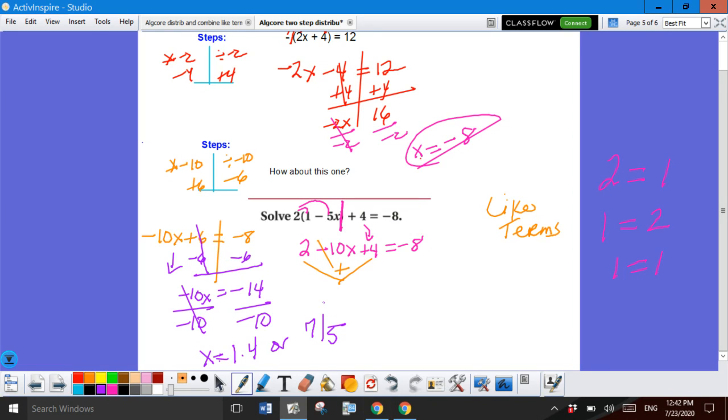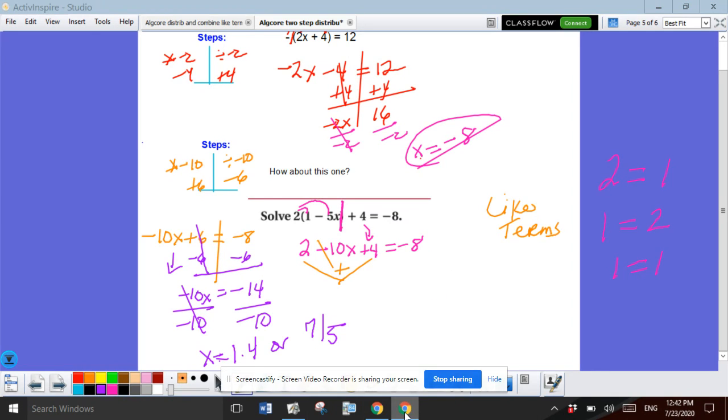All right, let's see what you can do with homework today. You're going to be working on a lot of distribution. Tomorrow, we're going to do more of these advanced ones that have combining of like terms. And we're getting to the point where we're going to have a quiz here in a couple days. So if you've got questions and you're not getting these figured out, make sure you reach out to us.